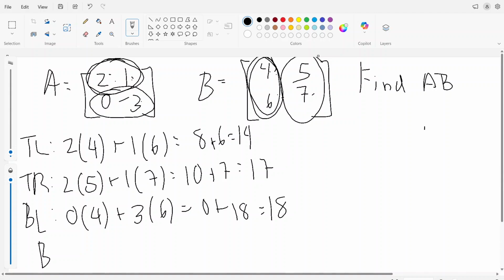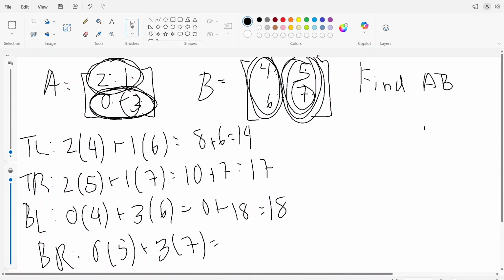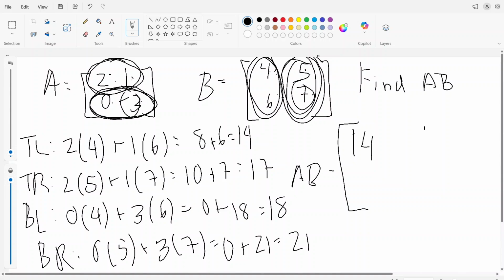Now we can move to bottom right now that we've done our left. And again, we're looking at the second row and the second column. So we have 0 times 5 plus 3 times 7, which will equal 0 plus 21, which will equal 21. Now we have, first we do our top left, which is 14. Top right, 17. Bottom left, 18. Bottom right, 21. So this is our new matrix AB.